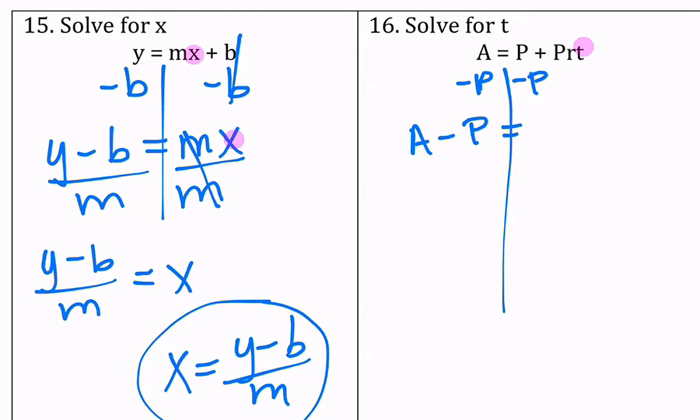On the other side, my p minus p cancels, and the PRT falls down. So remember, we want t by itself. This p, r, and t are all touching. That means multiply. So the opposite of multiply is divide, and I'm going to divide by what I do not want. I do not want that p, and I do not want that r. What I do on one side, I do on the other.